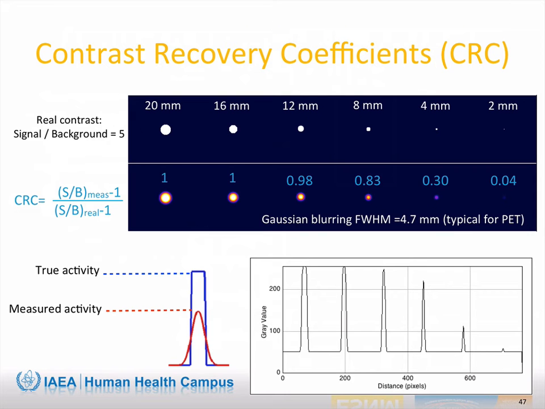In this view, it could also be important to evaluate how the contrast is changed as the detail size becomes comparable with the spatial resolution. For example, still assuming a spatial resolution of 4.7 mm, as the object size is smaller than 4 mm, the measured contrast is less than 30% of the actual value.